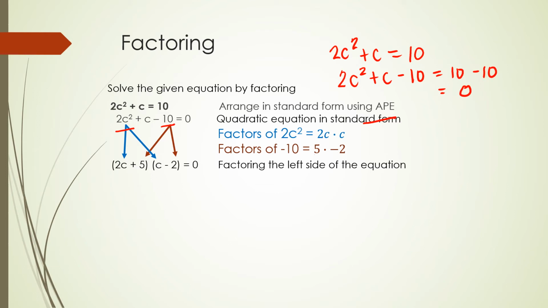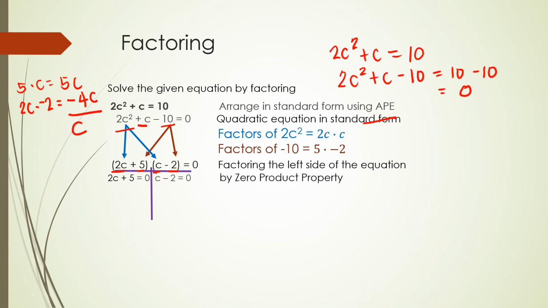Again, check nyo lang lagi si middle term. You have 5 and then c. Multiply nyo lang yan. 5 times c, that is 5c. And you have 2c times negative 2. It will become negative 4c. So, if you're going to add this, magiging c na lang siya. Ayun yung nasa middle term natin.